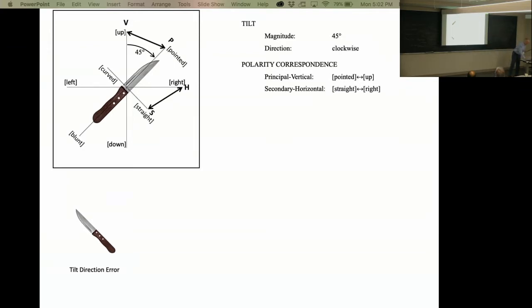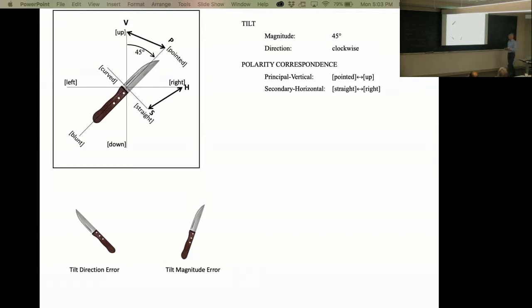Perhaps more likely is you could have a problem with the magnitude of the tilt. Your recollection of that may be a little bit fuzzy. There may be some error in it, so that you may know the direction the object was tilted, but not be quite sure about how much it was tilted. And in that case, you would make a tilt magnitude error. Okay. So the tilt direction is correct here, but it's not tilted quite enough.